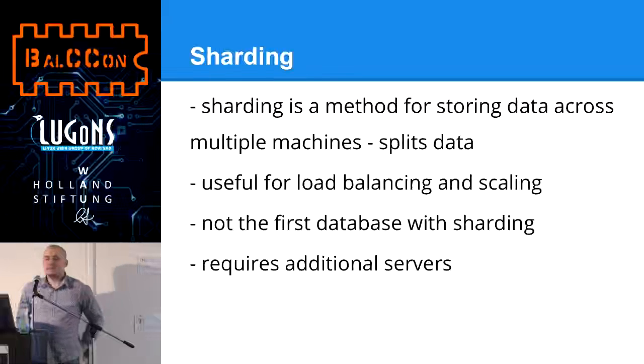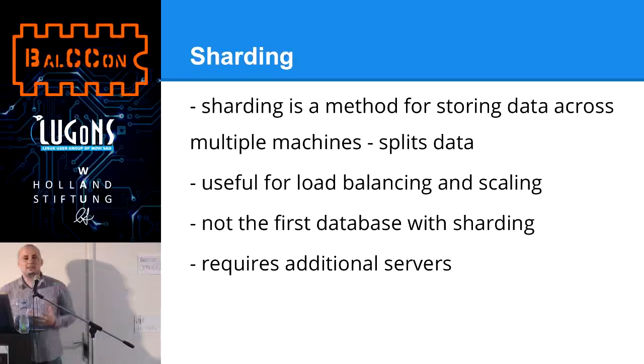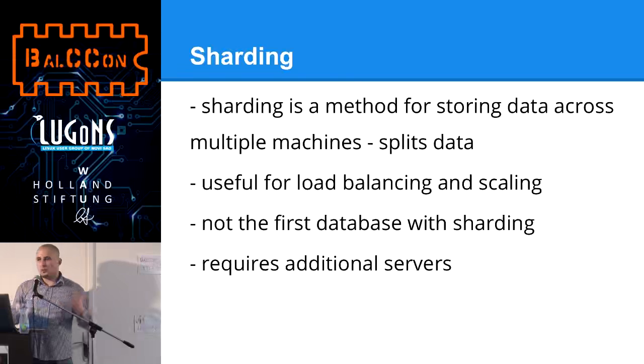I won't start from the beginning. Okay, another great feature of MongoDB is sharding, and sharding is a method for storing data across multiple servers, across multiple machines. It basically splits the data into a few shards. This mechanism, this sharding, is very useful for load balancing and also scaling. But when I say scaling, I mean horizontally scaling your whole cluster.